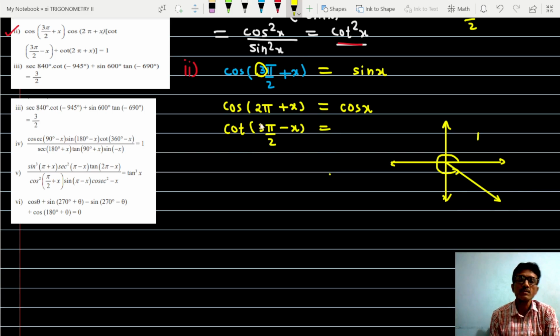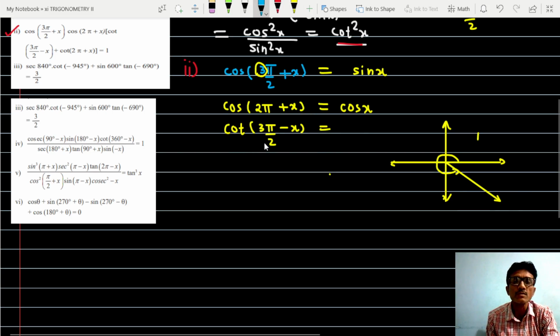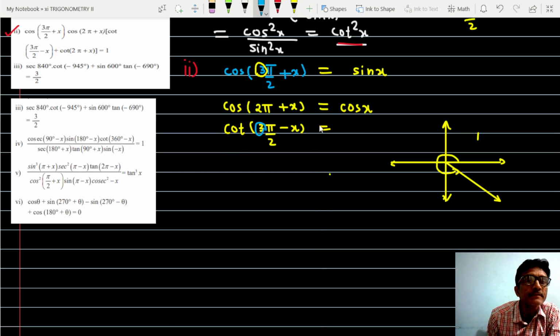So what will be this 3 pi by 2, मतलब 3 जो है multiple of pi by 2 is odd, so cot will change to what, tan, so यहाँ पे आएगा tan x, और 3 pi by 2 यहाँ तक होता है और minus x मतलब in third quadrant, so this angle is in what, third quadrant. थर्ड क्वाड्रेंट में cot पॉजिटिव ही होता है, so it will be plus tan x only.